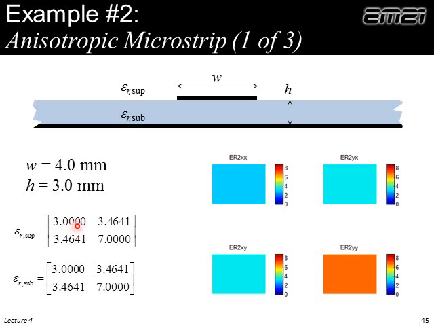And we'll see that it's a 3 in this array. This array has a 3.4 everywhere. This array has a 3.4641 everywhere, and this array has a 7.0 everywhere.